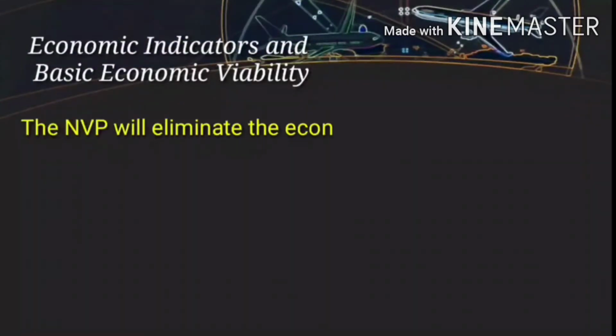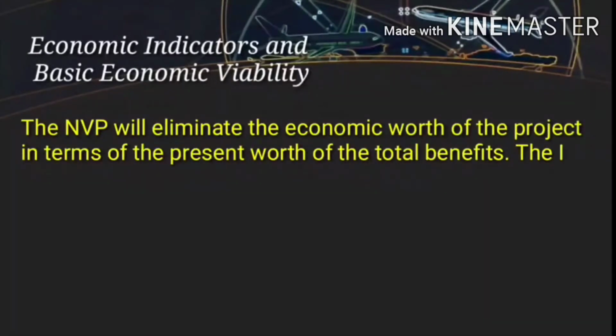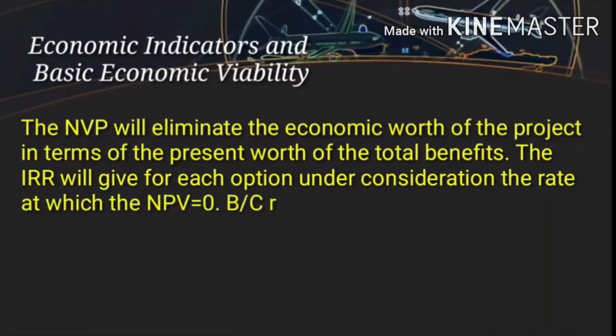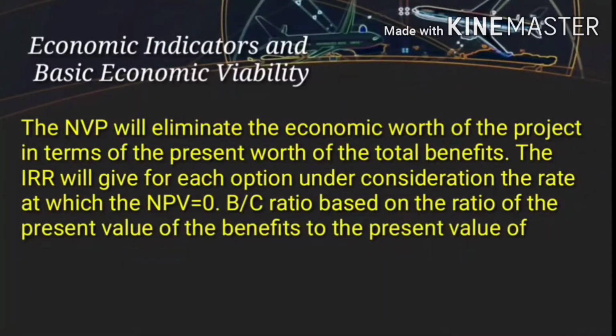Economic indicators and basic economic viability. The NPV will estimate the economic worth of the project in terms of the present worth of the total net benefits. The IRR will give, for each option under consideration, the rate at which the NPV is equal to 0. Benefit-cost ratio is based on the ratio of the present value of the benefits to the present value of the costs. All three methods depend on the discount rate to arrive at the final answer.